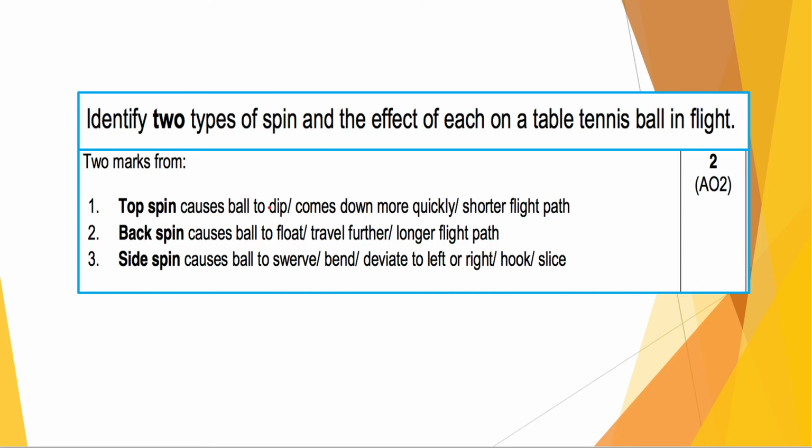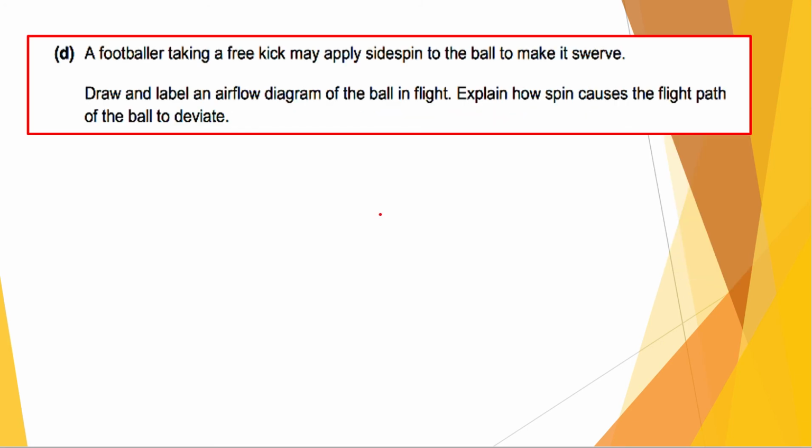Backspin causes the ball to float in the air. Its horizontal distance is greater, it elongates the flight path. Side spin causes the ball to swerve in the air, to deviate left or right. Okay, a footballer taking a free kick may apply side spin to the ball to make it swerve.